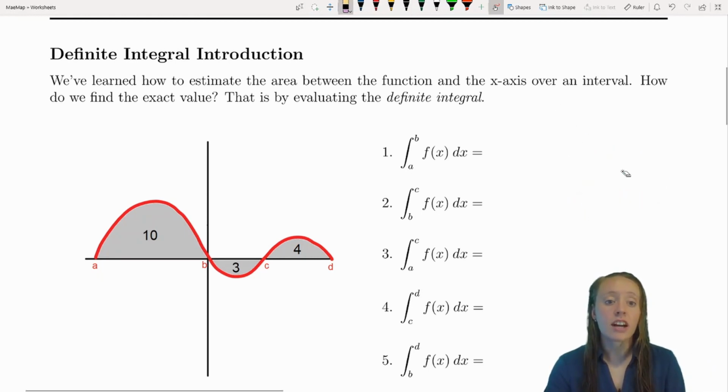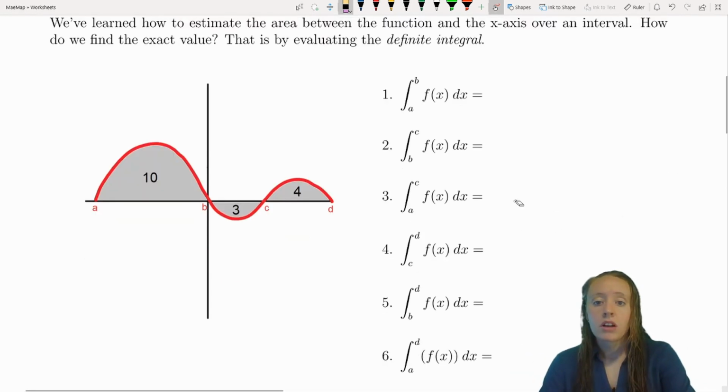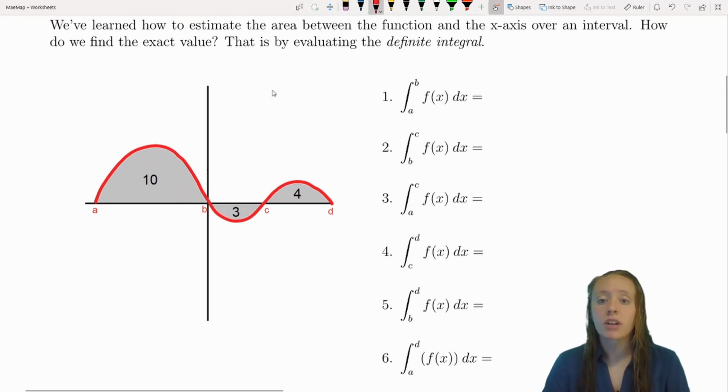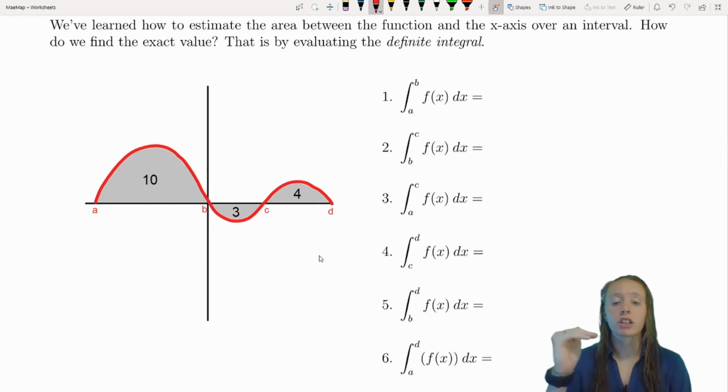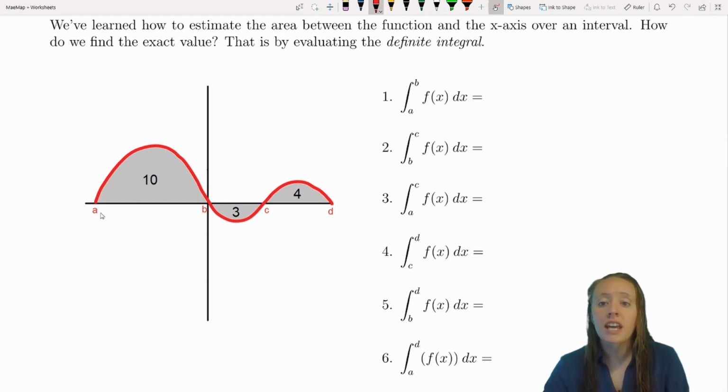That is the integral. And in the next video, we're going to learn exactly how to calculate that integral using the fundamental theorem of calculus. But for now, I'm going to give you different areas. So let's take a look below. Here I've pictured some function going from a to d, where I've already included the area between the curve and the x-axis. So the integral from a to b is that area. That's going to be 10. You can see here's my point A to my point B. That area under the curve is labeled 10.